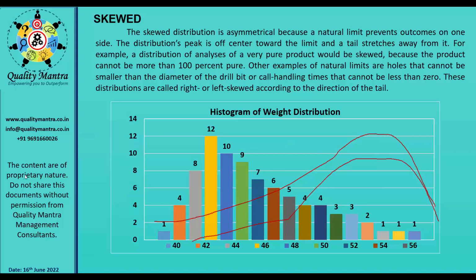It means that your process is not centered. You are running the process nearer to one of the specification limits. Now, if you are getting a material from the supplier, you are analyzing that and you find that yes, it is skewed towards the lower specification limit. It means that your supplier might be trying to make it nearer to the lower specification limit to save on certain costs.